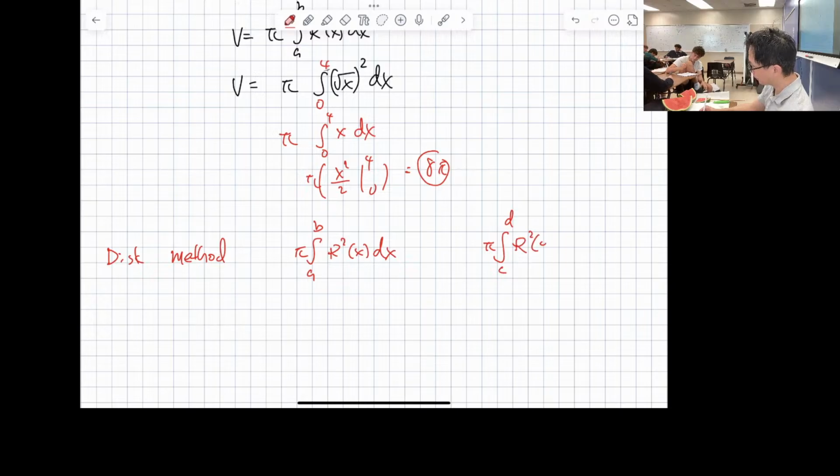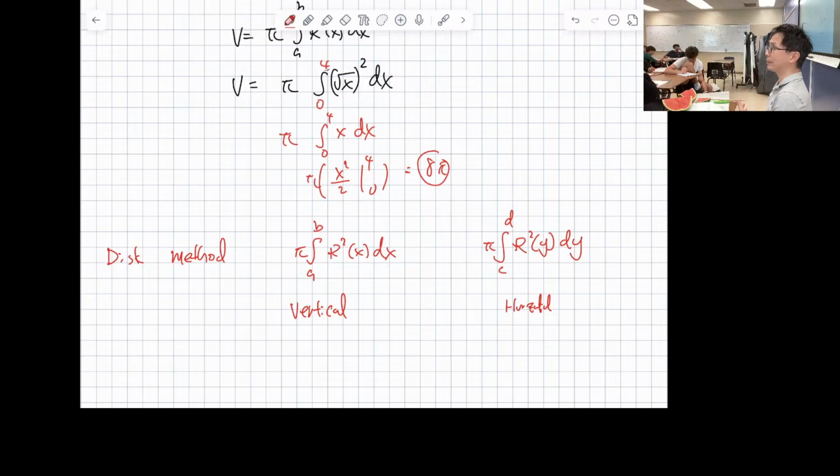r squared of y dy. So I can have a radius going this way instead of this way. Okay, I have radius going this way. Because my rotation is different, I have to pay attention: this is a vertical cross section, and this is a horizontal cross section. So that's this method. But we only cover one of the methods, not both. What is the second method?